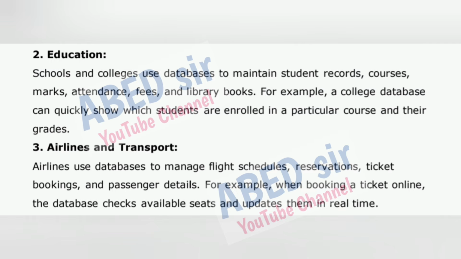2. Education. Schools and colleges use databases to maintain student records, courses, marks, attendance, fees, and library books. For example, a college database can quickly show which students are enrolled in a particular course and their grades. 3. Airlines and transport. Airlines use databases to manage flight schedules, reservations, ticket bookings, and passenger details. For example, when booking a ticket online, the database checks available seats and updates them in real time.